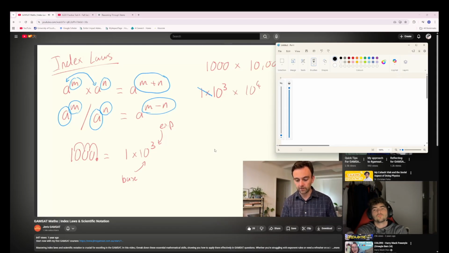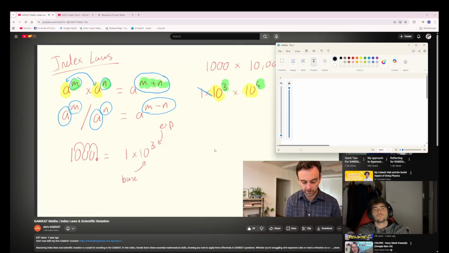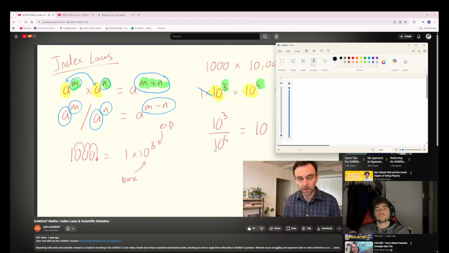And now you can see that we've got two numbers. They have the same base, so they both have the base 10. So what we can do is just take their exponents, which are these numbers here, and just add them together. So when we multiply these two numbers, we just get 10 to the 7. And it's as easy as that. And by the same token, if we were dividing these numbers, so 10 to the 3 divided by 10 to the 4, it's exactly the same thing. But now we have 3 minus 4, which equals 10 to the negative 1.